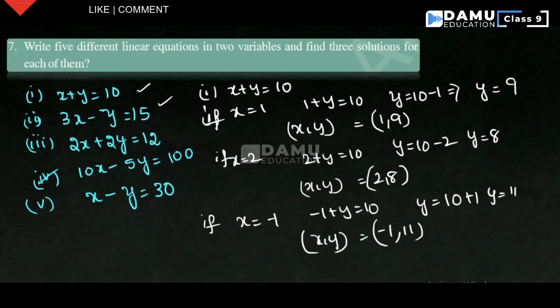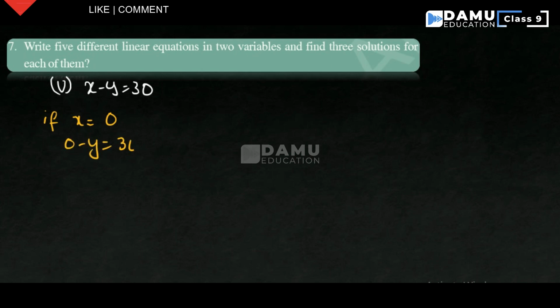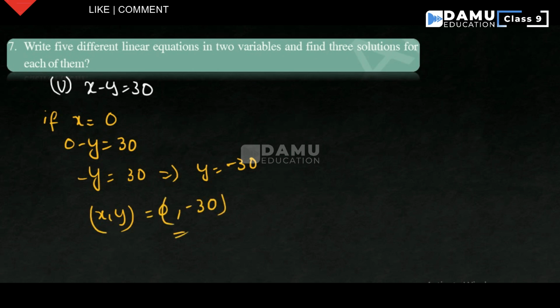Our last one is x minus y is equal to 30. This is our fifth equation. So if x is equal to, let's take x is equal to 0, then what is the solution? So 0 minus y will be equal to 30, then y is equal to minus 30. So (x, y) will be equal to 0 comma minus 30.